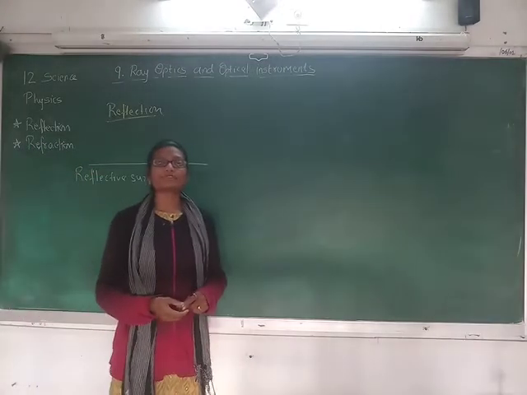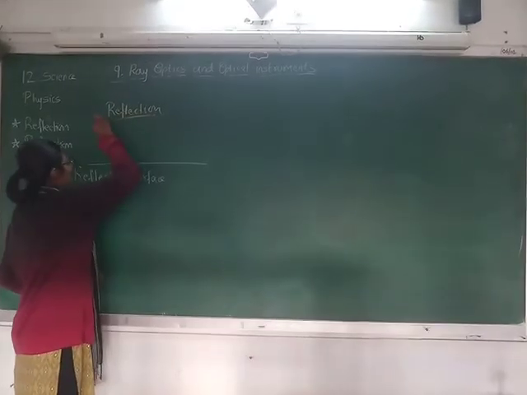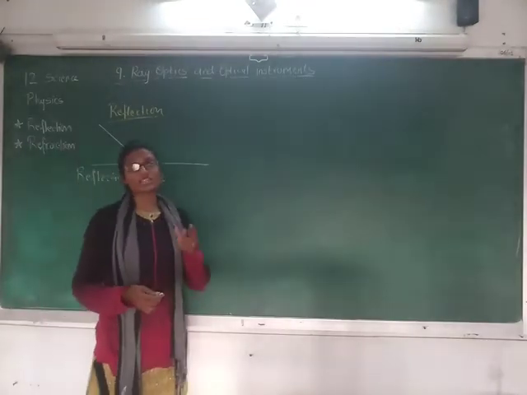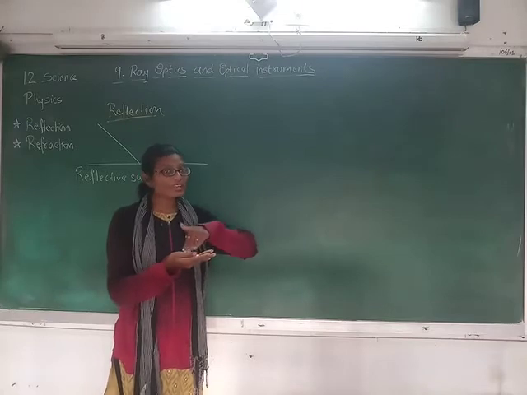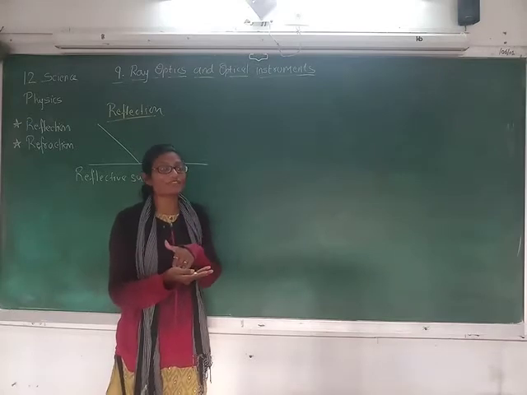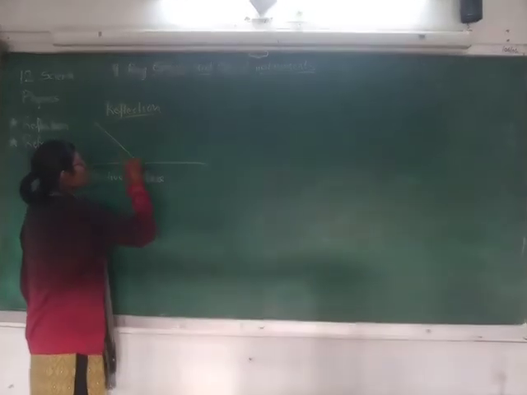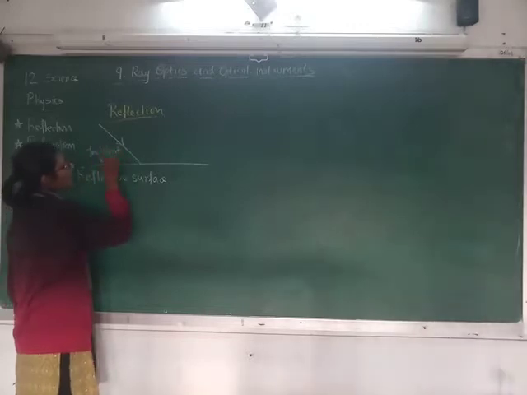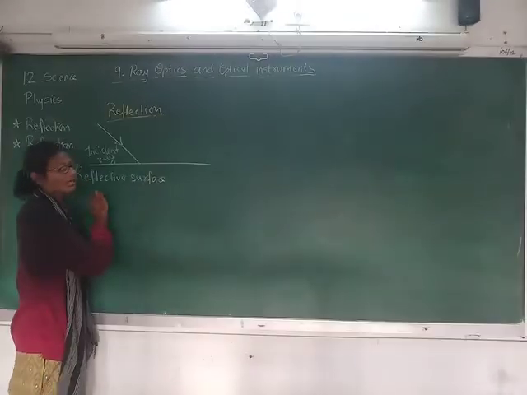Here we are having the reflective surface, right? Now suppose a light is incident on this reflective surface. So what happens on the reflective surface? When light is incident on the surface, from that surface the light is reflected back in the same medium. So here this ray is called the incident ray, and this is the reflective surface.